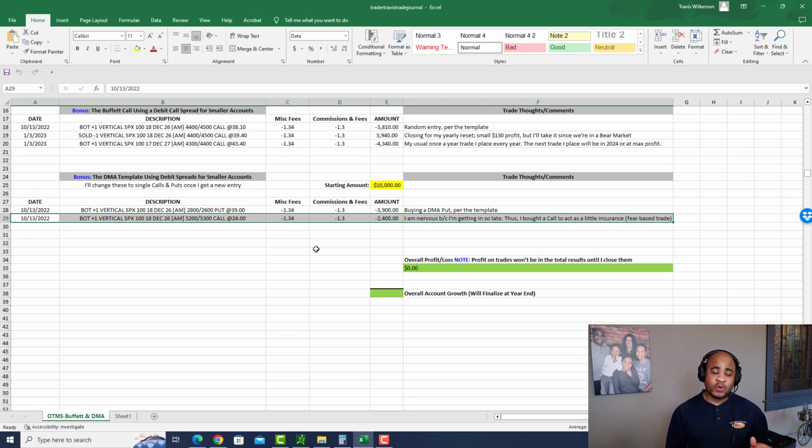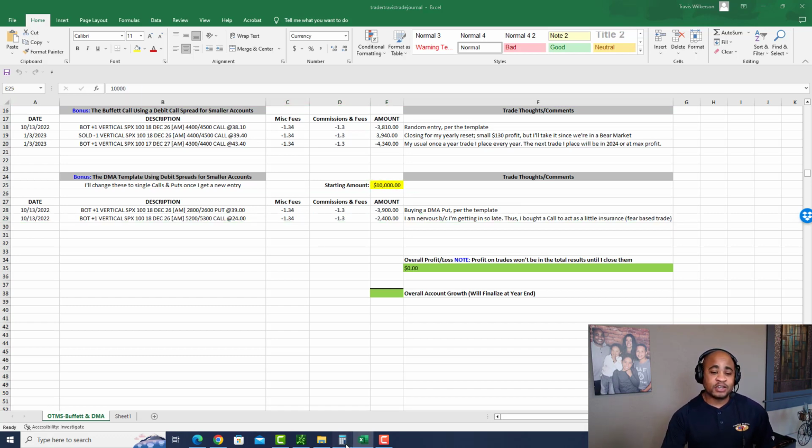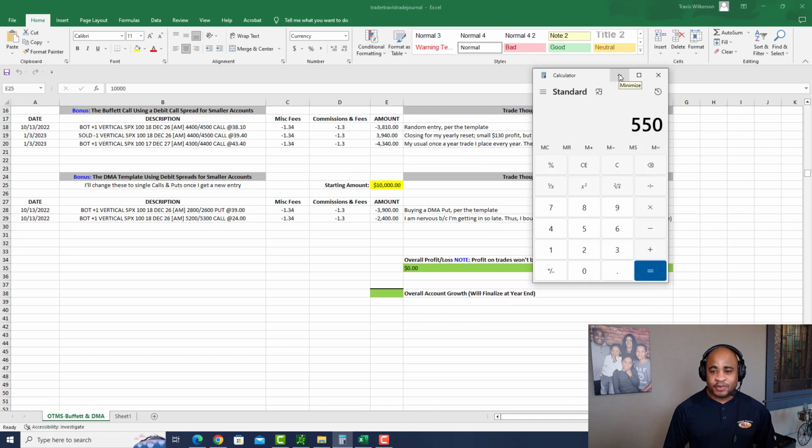That is how you grow a small account fast: prudently, actively trading options as well as adding money to your account. So if you didn't add money to your account, you're stuck at the 10 grand. So if you had added like $550 three times a month, you have another $1,600 in your account. So your account will be growing. And the benefit of doing that is when your account gets bigger, the amount you have to invest on these single calls and puts also gets bigger. So you can afford the options you want.